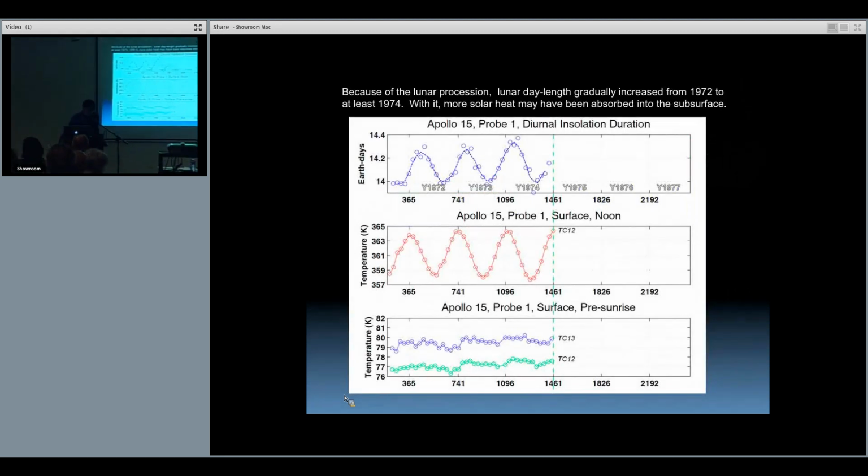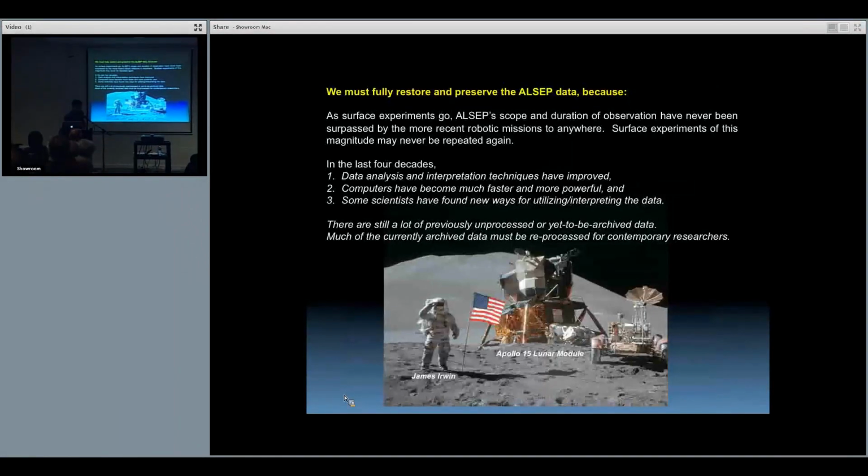Anyway, I'm not going to get into the interpretation, so I'm just going to go to the conclusion now. This is the take-home message for my talk. We must fully restore and preserve the ALSEP data because, as surface experiments go, the ALSEP's scope and the duration of observation have never been surpassed by the more recent robotic missions to anywhere. Surface experiments of this kind may never be repeated again, the way the NASA budget goes, right?